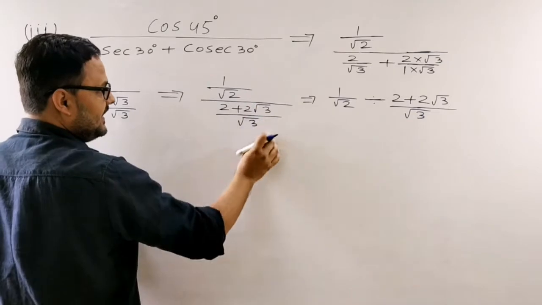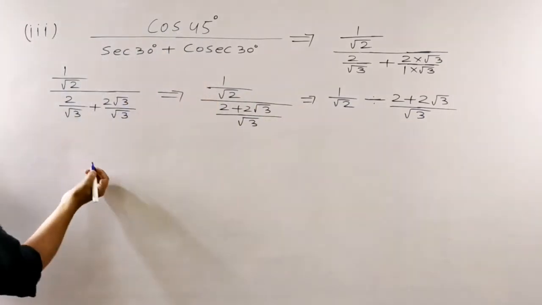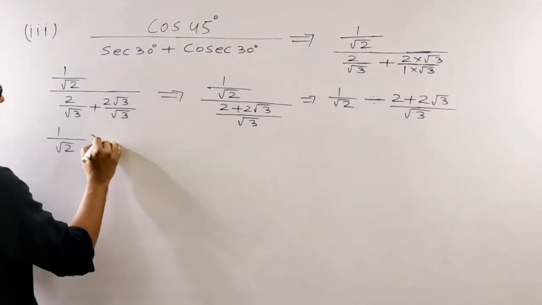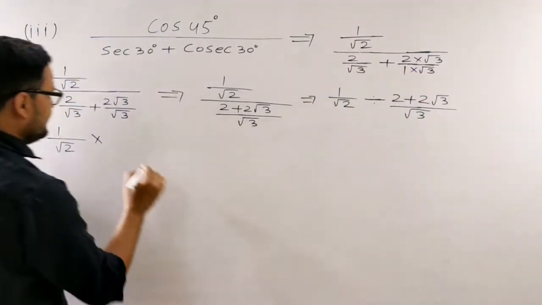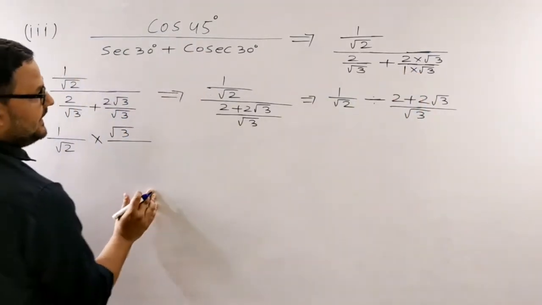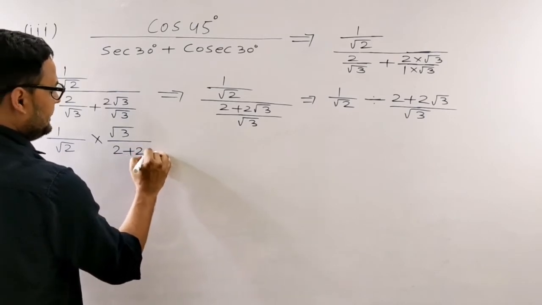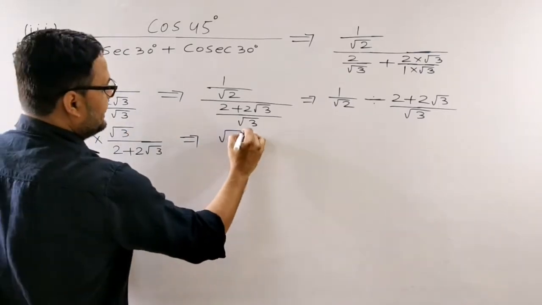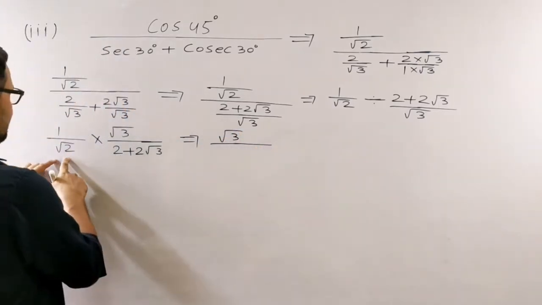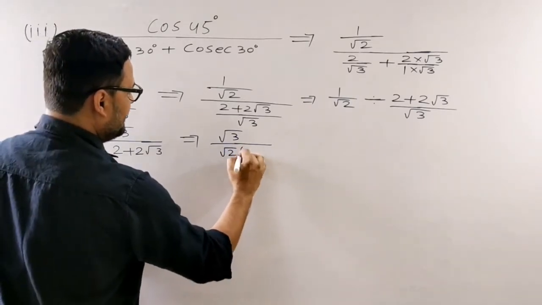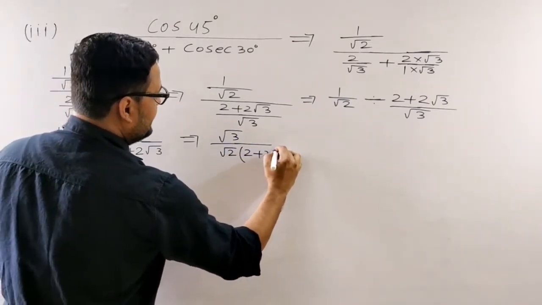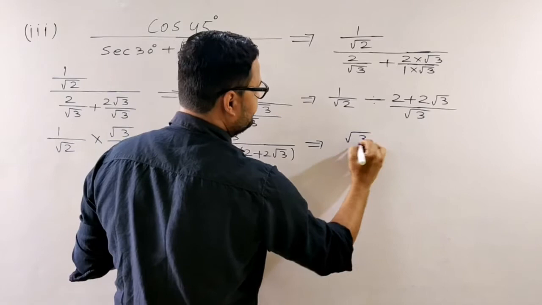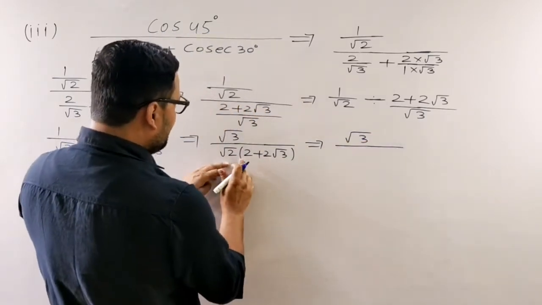This is divide A by B, like 1 by root 2 divide. Now 1 by root 2, this divide will be multiplied by the reciprocal of the next. It means root 3 and divide 2 plus 2 root 3. Again I will continue. 1 into root 3, I got root 3, and divide this into this. It means root 2 into 2 plus 2 root 3. When we simplify, root 3 and divide, that will be 2 into root 2.